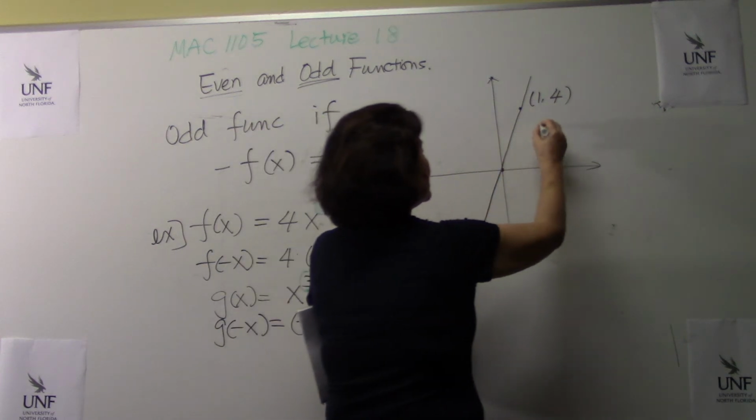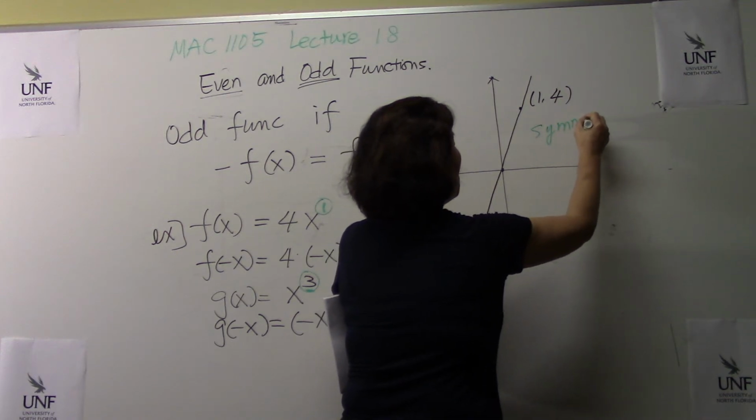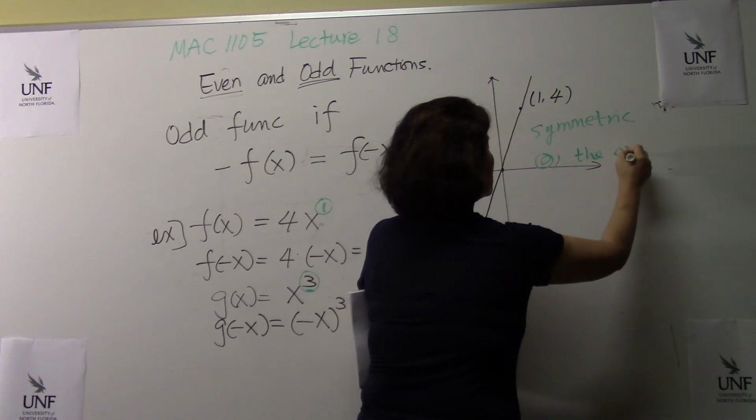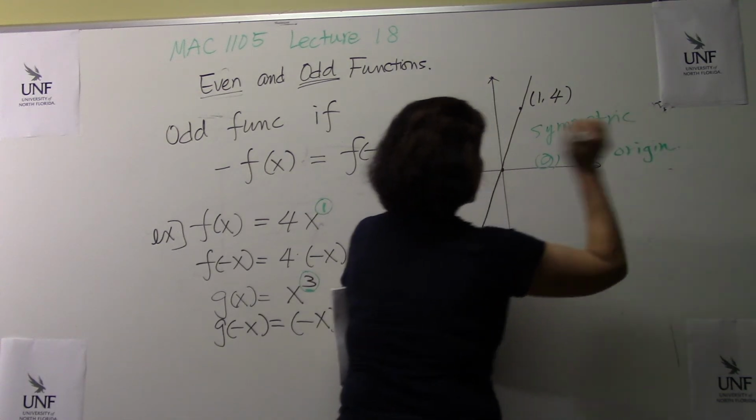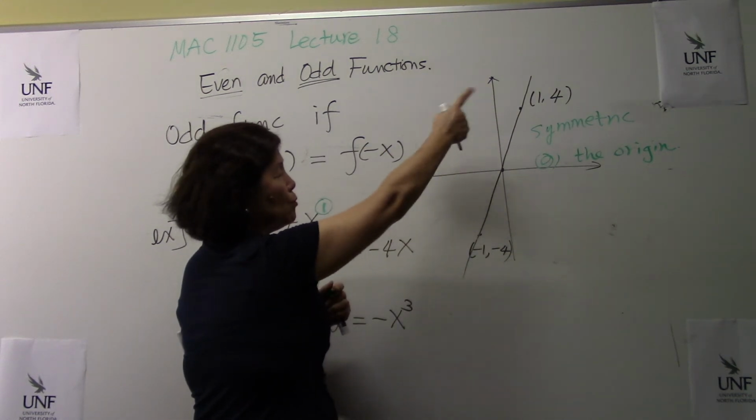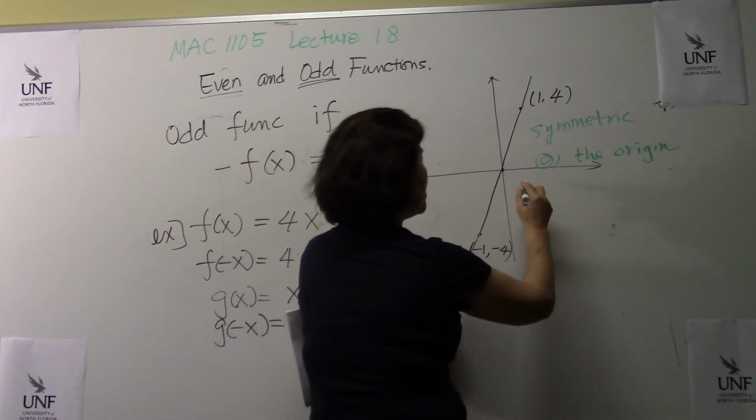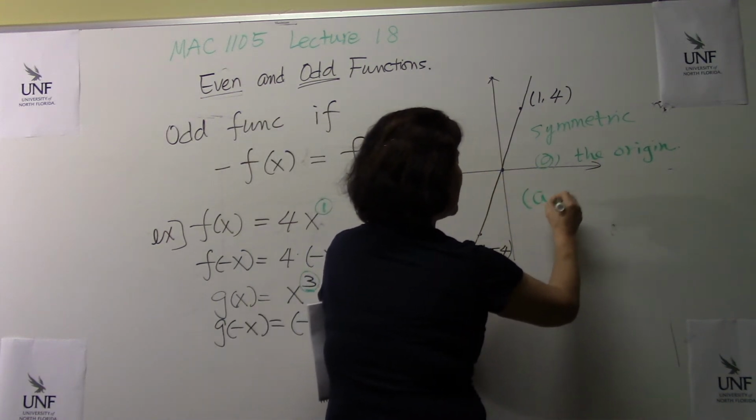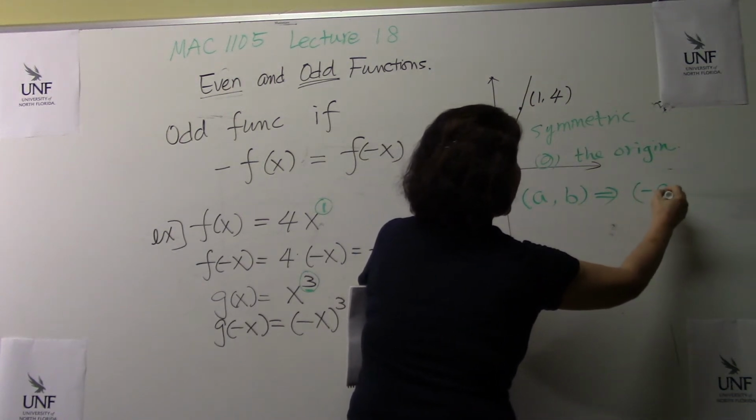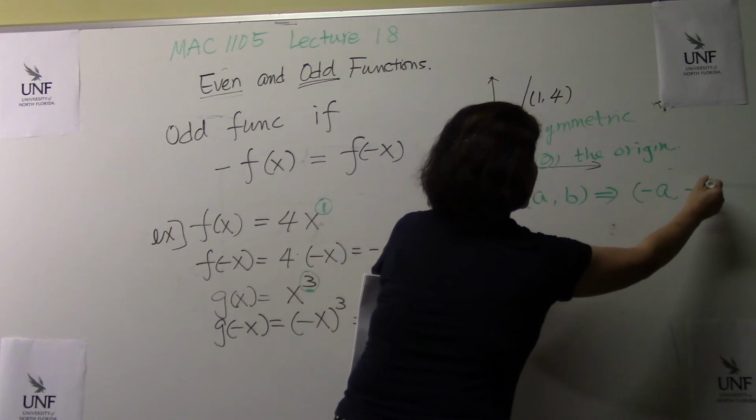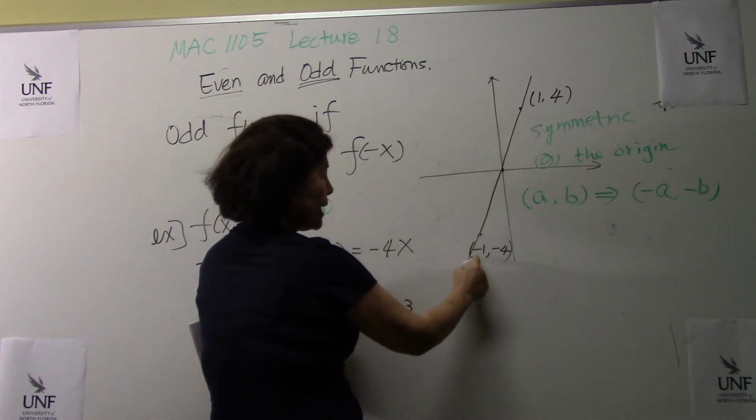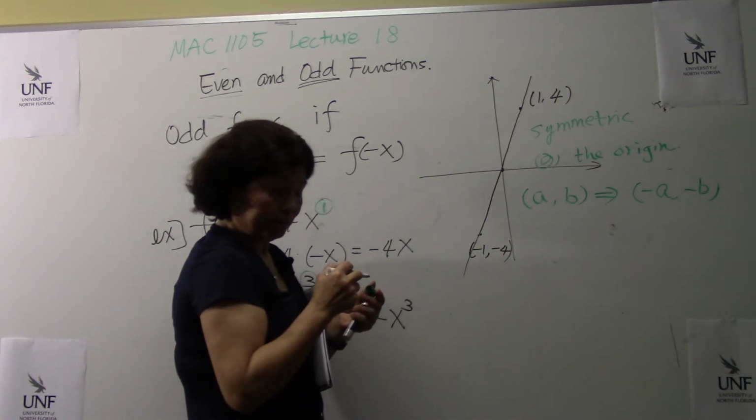Well, we say this is symmetric about the origin. Okay, so what kind of movement happens in this graph is, if you see A and B on the graph, that means A and B will move to negative A, comma, negative B on the graph, like over here, 1, comma, 4. This one moves to negative 1, comma, negative 4. Okay?